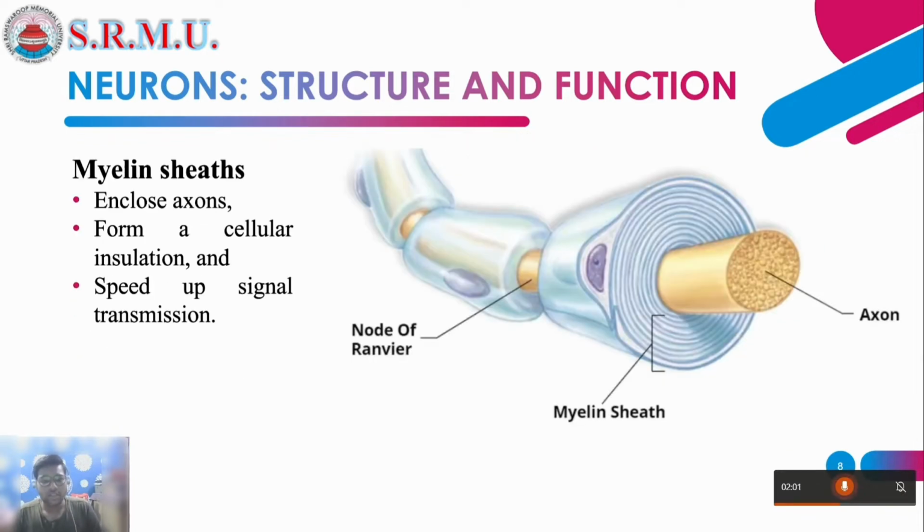Now, the axon has a sheet-like covering called myelin sheath. These enclose the axons and provide insulation. These are very helpful in transmission of signals.